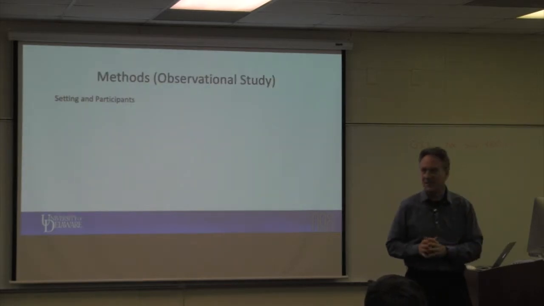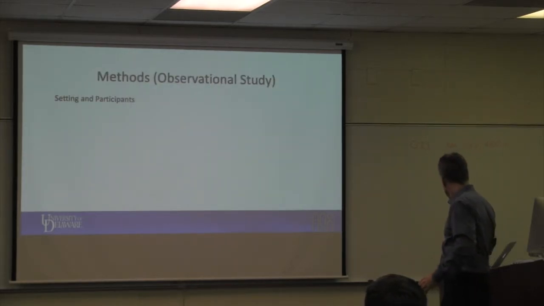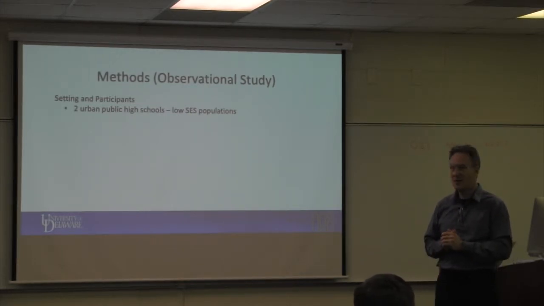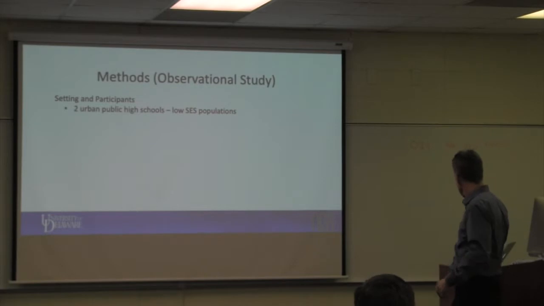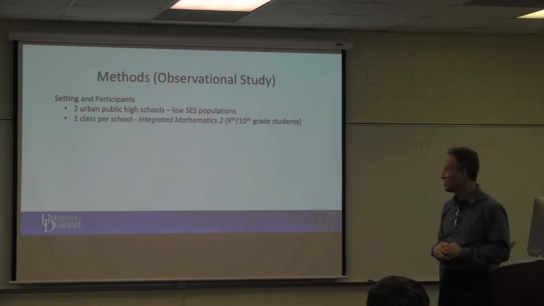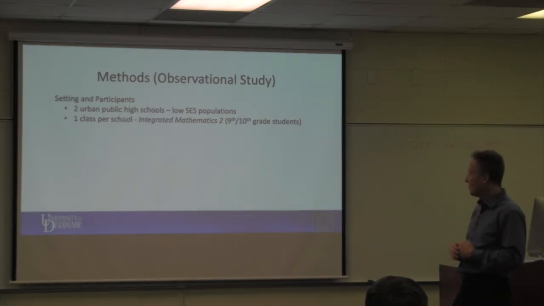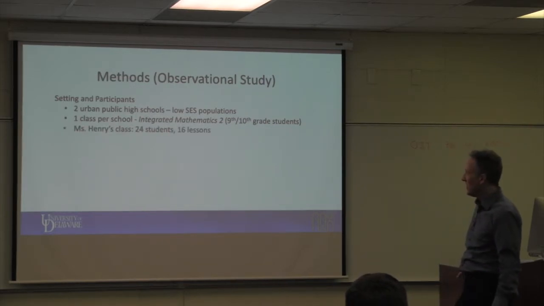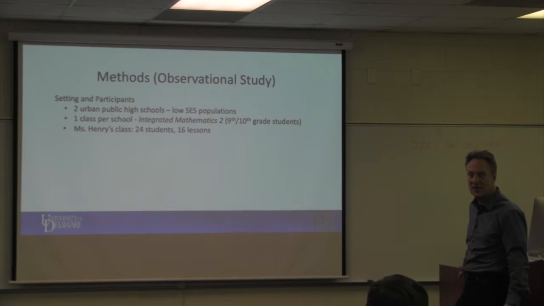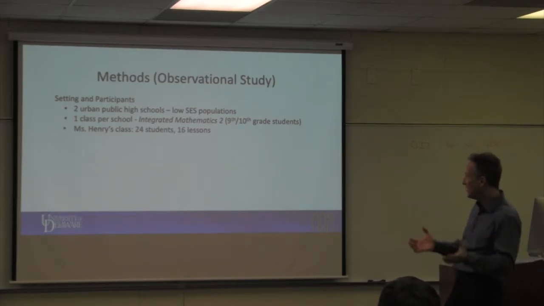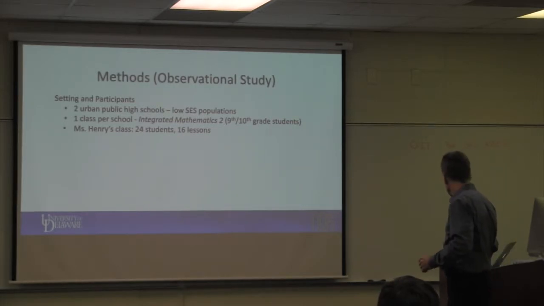first the methods for this. Our participants were students from two urban high schools that drew from low SES populations. We had one class per school, and both classes were teaching Integrated Mathematics 2, and the classrooms were made up of 9th and 10th grade students. One teacher, Ms. Henry, had 24 students, and it took her 16 lessons to teach the entire quadratics unit, and all 24 students agreed to participate.